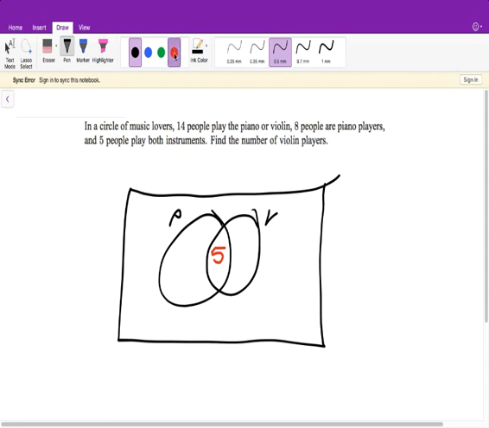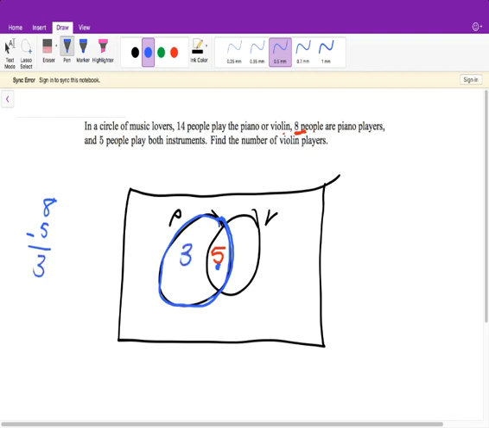From here we have 14 people who play the piano or the violin, and 8 people play the piano. That means 8 people play the piano in general. So this circle here tells us everyone that plays the piano. We already have 5 accounted for because 5 played both instruments. So in this blue, you can only have 8 people total. If we already have 5 accounted for, the remaining people who play piano are 8 minus 5, or 3.